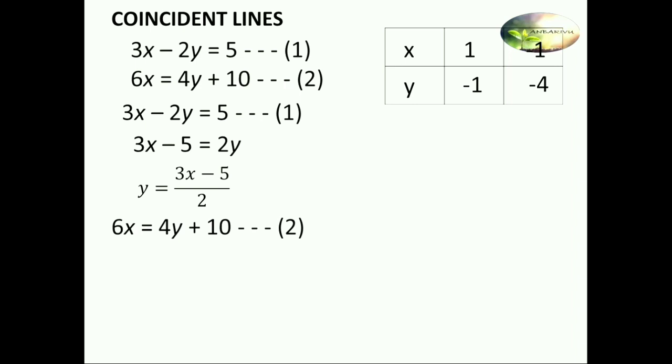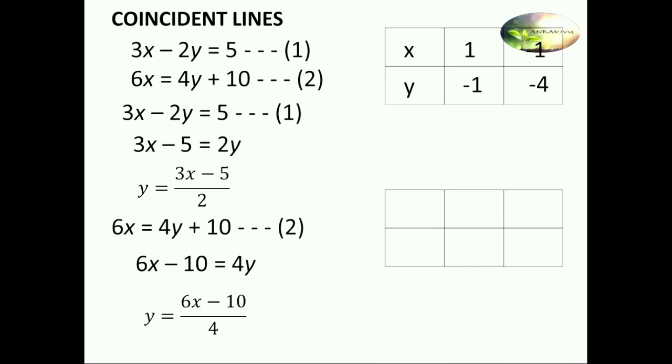Then come to the second equation. 6x is equal to 4y plus 10. First, move the plus 10. If plus 10 goes to the left hand side, it becomes minus 10. Then the multiple of 4 going to the left hand side becomes divide. Therefore y is equal to (6x minus 10) by 4.